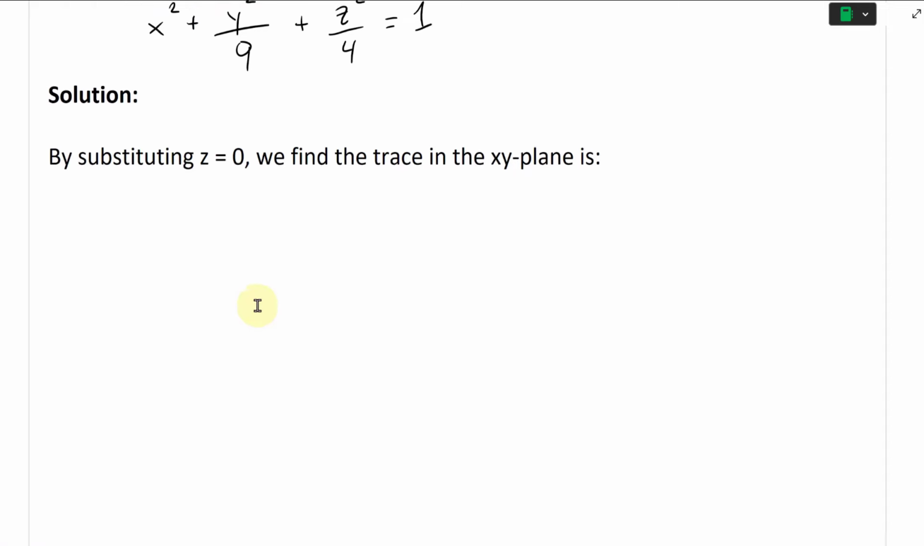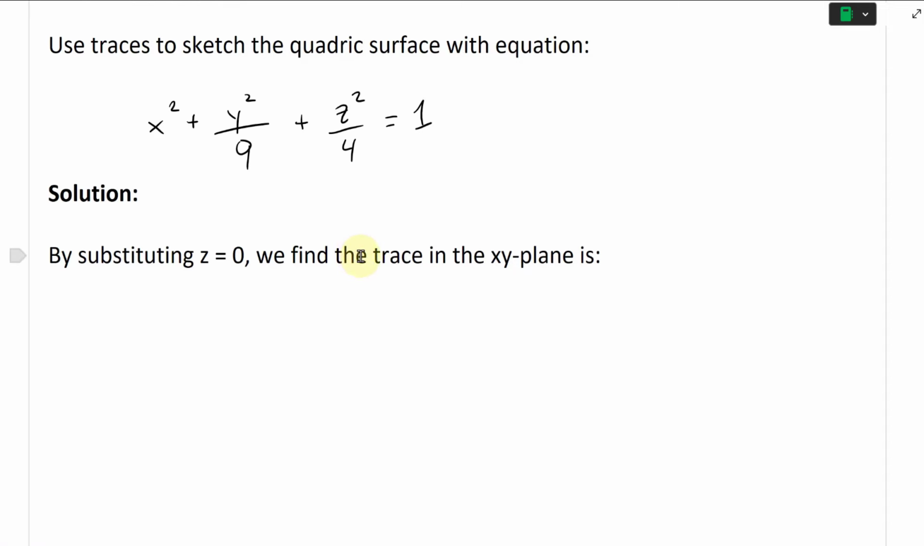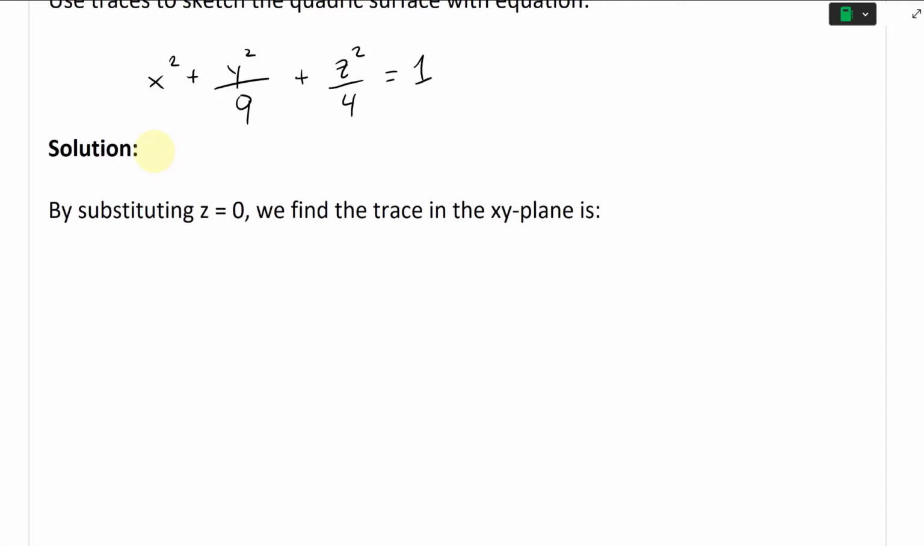By substituting z equals 0, we find the trace in the xy plane. Basically, plug in a 0 there and see what happens. So if we plug in z equals 0, we're going to get x squared plus y squared over 9 equals 1. And this is just an ellipse.